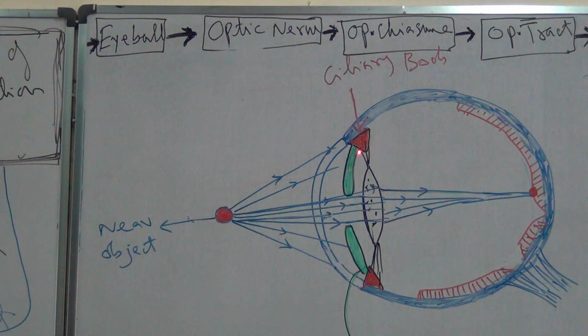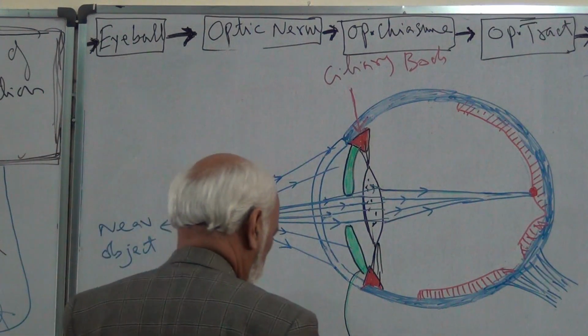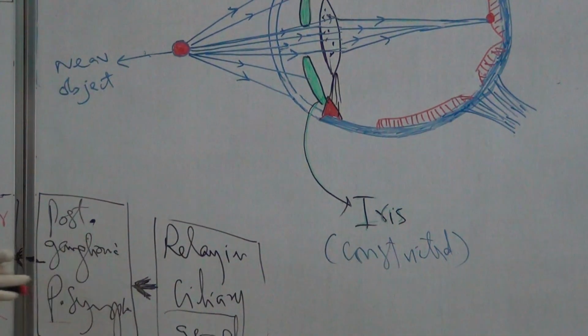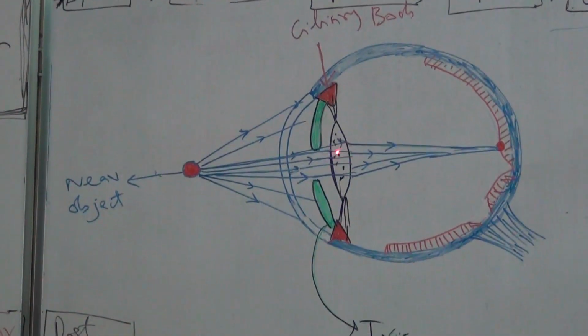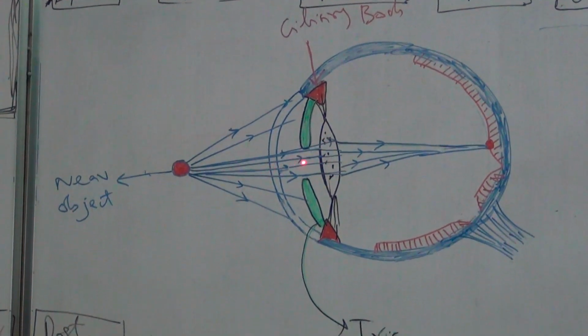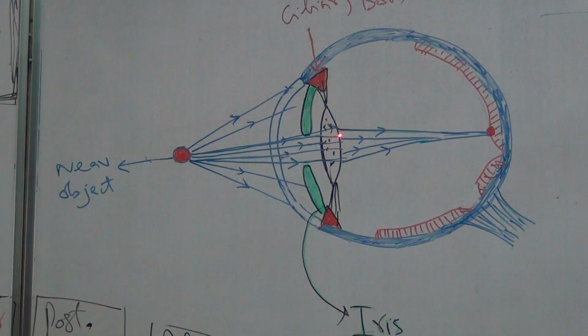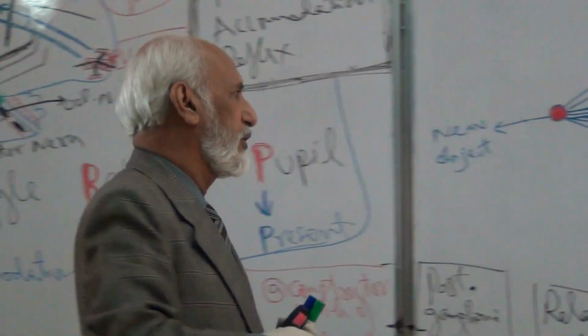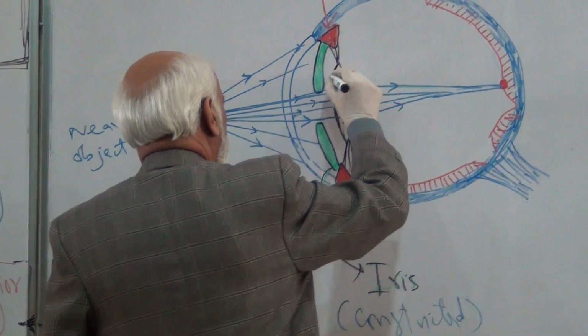Why? Because the pupil constricts. The peripheral rays are obstructed by the iris, but only the central divergent rays pass through the pupil of the iris. The iris in this case is constricted. Pupillary constriction occurs in response to a near object. So the central rays are allowed to pass through the lens. Now second, because the divergent rays require a more powerful lens to be focused on one point, the convexity of the lens is increased.